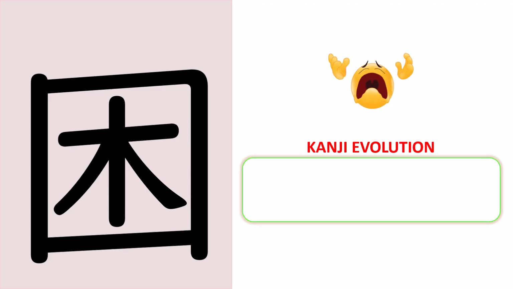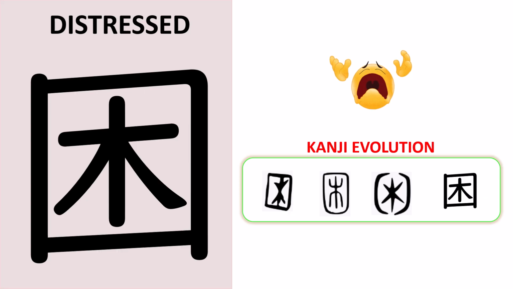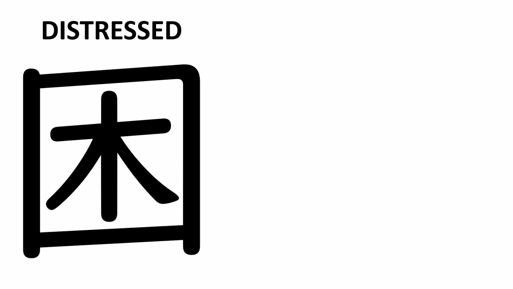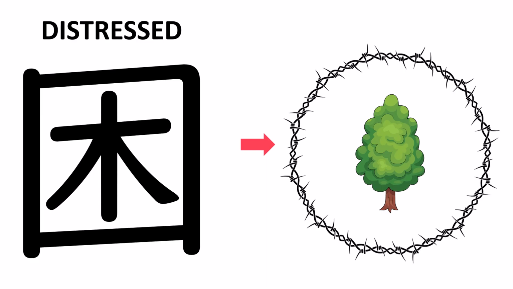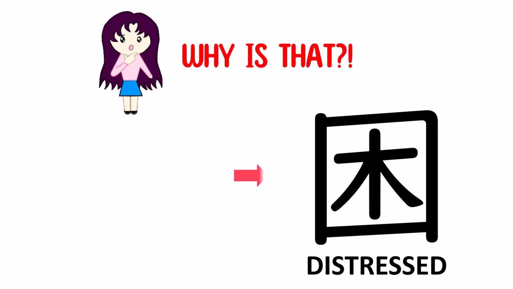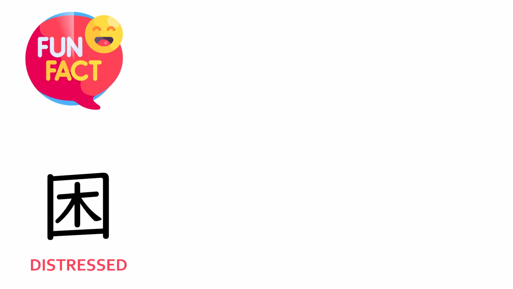If you have ever been in trouble, the kanji distressed is for you. Let's untangle a tricky situation by learning the cool origin of this kanji. Do you recognize any parts of this kanji? The inside is a tree, simple, and the outside, an enclosure. And why is that? Well, a log tree that could not move was in big trouble, as it meant it would grow no more. Fun fact, this kanji can be seen in the sentence okomari desu ka?